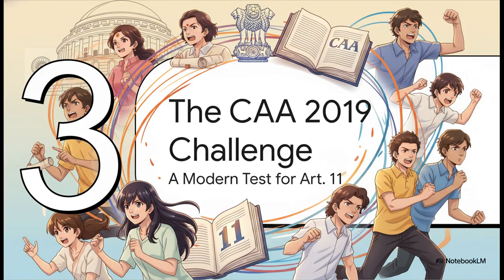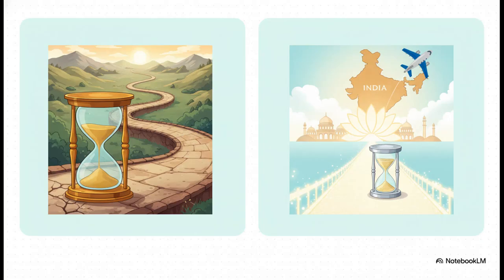And that brings us right up to the present day, and to probably the most controversial use of this power we've seen. The Citizenship Amendment Act of 2019, or the CAA, is a huge modern test for Article 11, and it sparked a major constitutional debate. So what did the CAA actually do? Well, it boils down to this. For most people, becoming a citizen through naturalization requires living in India for 12 years. The CAA carved out an exception for specific non-Muslim minority groups from Pakistan, Afghanistan, and Bangladesh, slashing that requirement down to just 5 years.